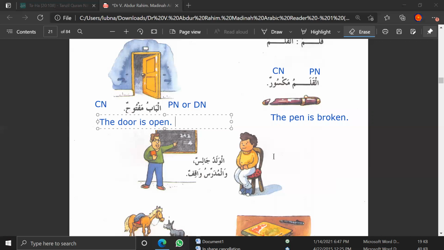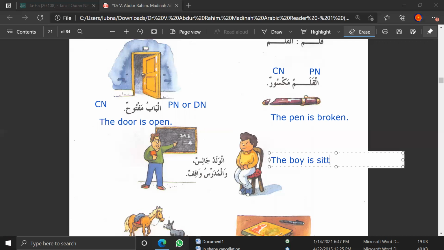What about this one? Al-waladu jalisun. Let me tell you, waladu means boy, jalisun, sitting. The boy is sitting. So which one is the proper noun? Al-waladu. Yes, al-waladu is proper because of the al. And which one is the common noun? Jalisun. Yes.